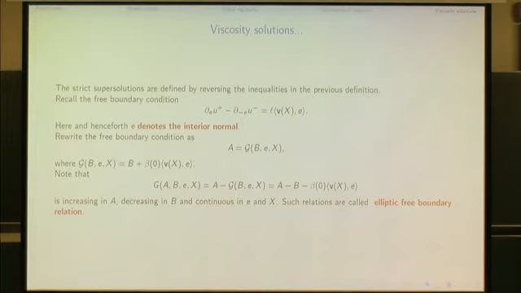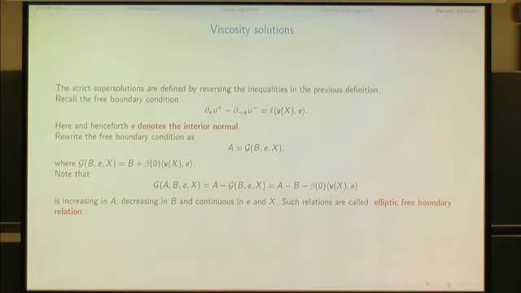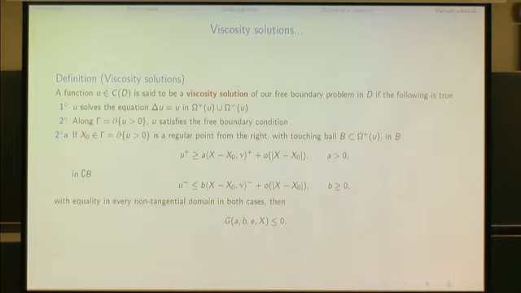So, in that sense, this G representing this free boundary condition for the continuous casting problem turns out to be an elliptic free boundary relation. So we can apply the Harnack inequality approach.